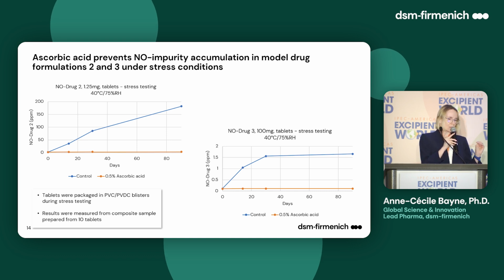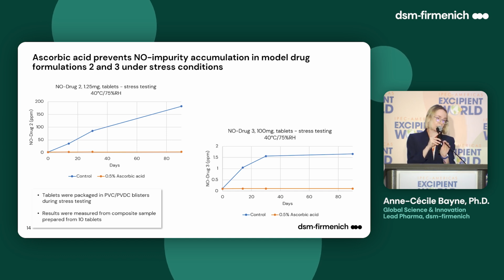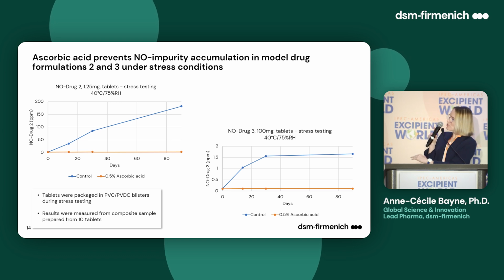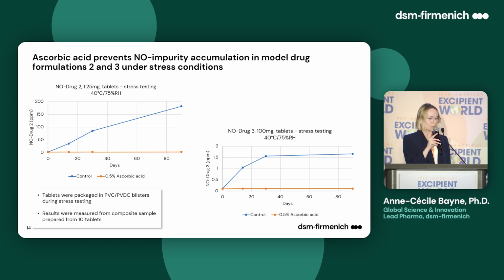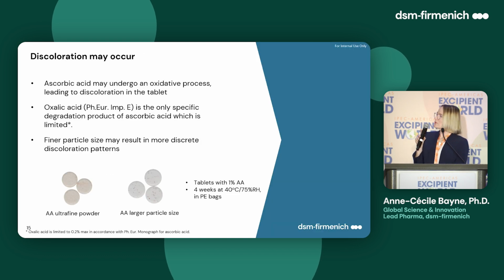And what you can see is the control is the blue line. You can see the increase in the API-derived nitrosamines over time, going all the way to 90 days. And when you add the ascorbic acid, from the beginning, even after 90 days, you can see that the nitrosamines are not being formed. They're just staying like at the beginning. So again, this was under stressful condition, 40 degrees, 75% relative humidity. So this data really told us that ascorbic acid is a good molecule when trying to mitigate or bring down the level of possible nitrosamines being formed.